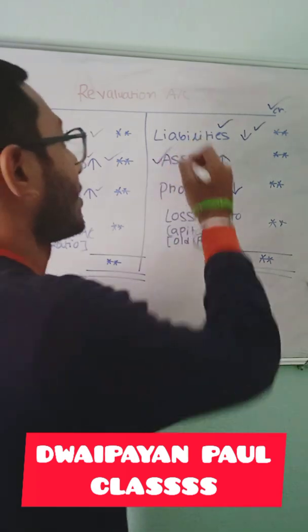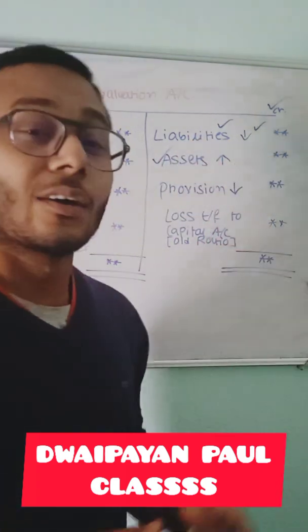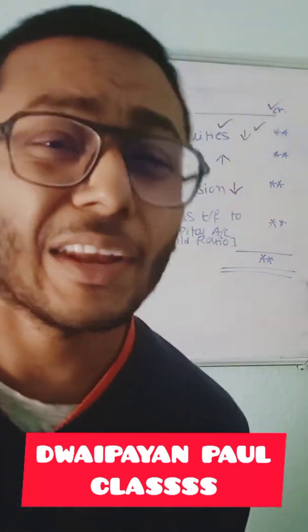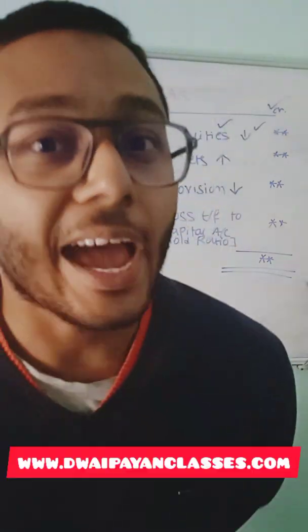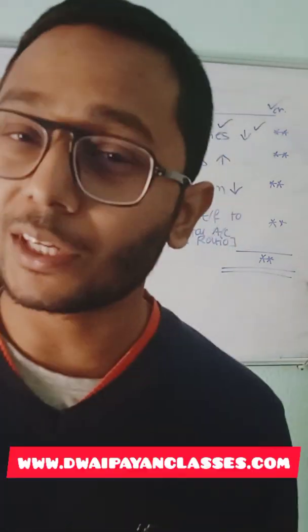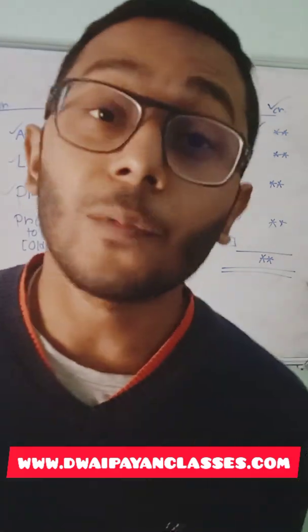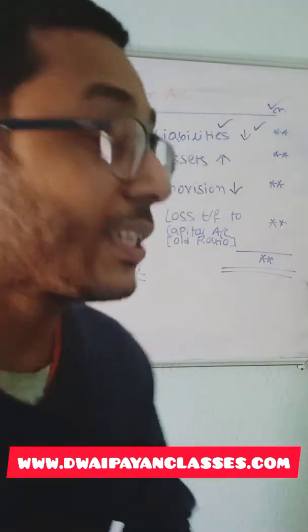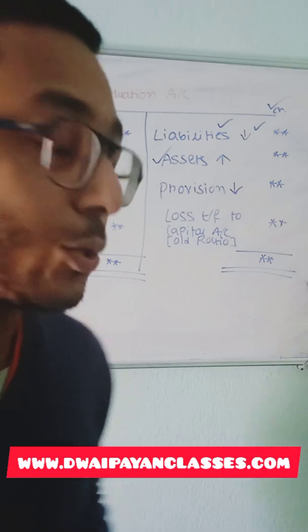Next are the assets. If increased, that is, an upward value, you have to write it on the credit side. For example, if the value of furniture in the balance sheet is given as 10,000 and the revised value of furniture in the adjustment is given as 15,000, that means the value of assets has increased by 15,000 minus 10,000, that is 5,000. So basically you have to write 5,000 on the credit side of the revaluation account.